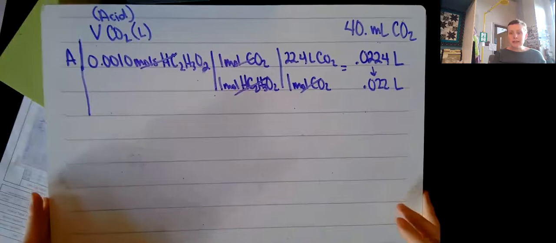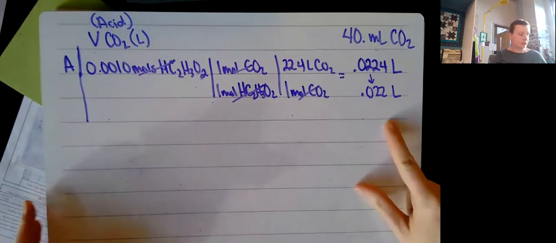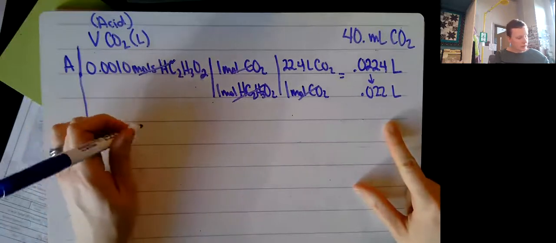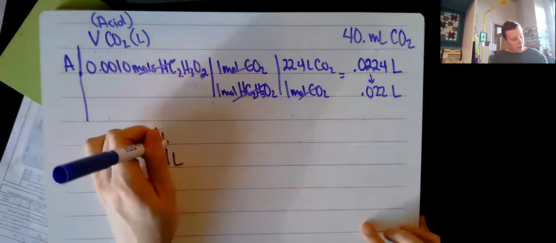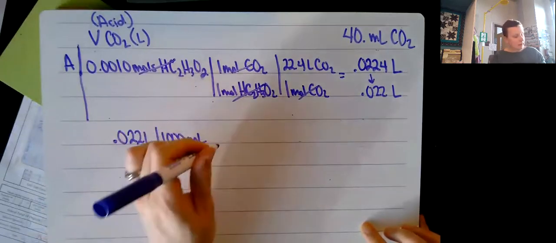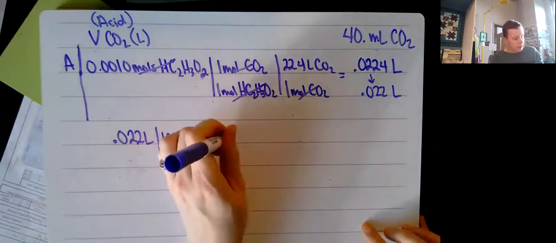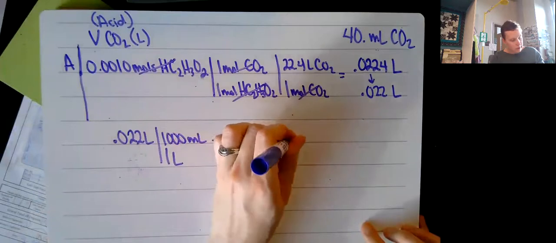Our next section of the data table is asking for that same volume in milliliters. So a little less work here, 0.022 liters. 1 liter is 1,000 milliliters. Multiply this by 1,000, we get 22 milliliters of CO2.